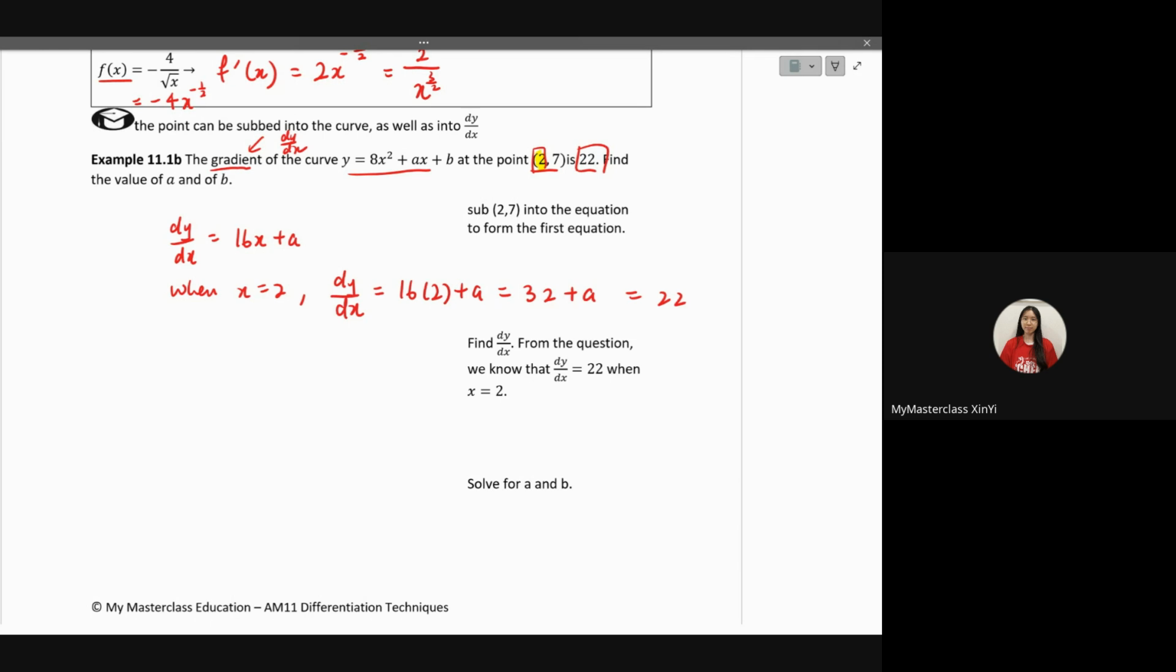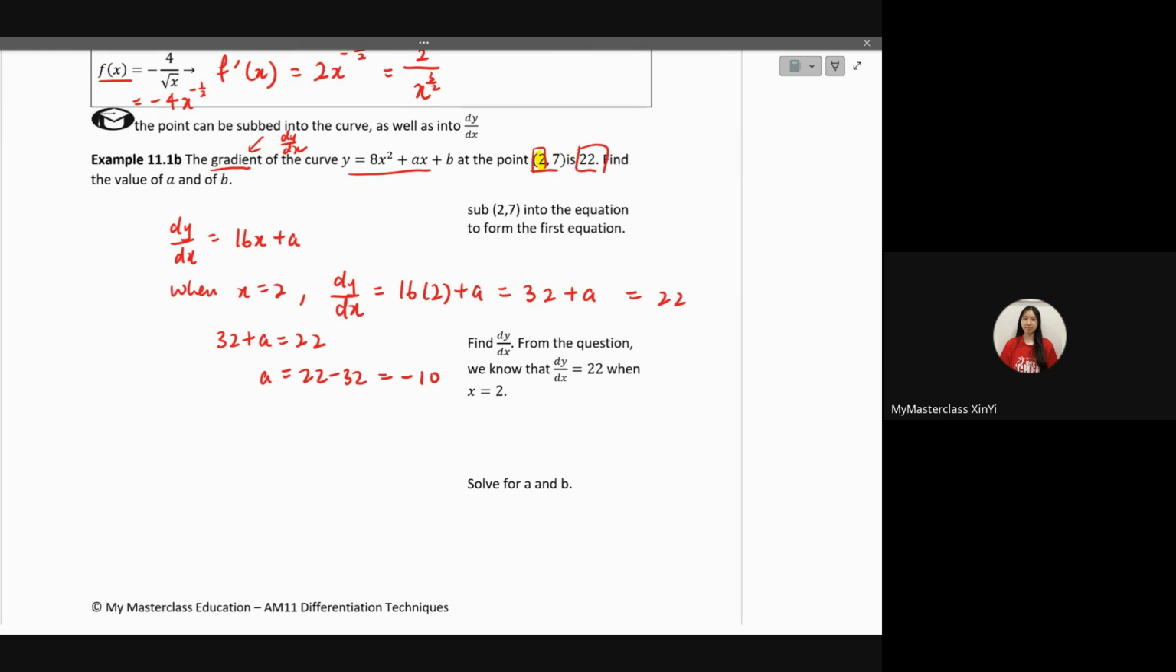Okay, the gradient at this point is 22. So this portion here is supposed to be 22, which means you form your first equation, 32 plus 8a equals 22. So a will just be 22 minus 32, so negative 10.